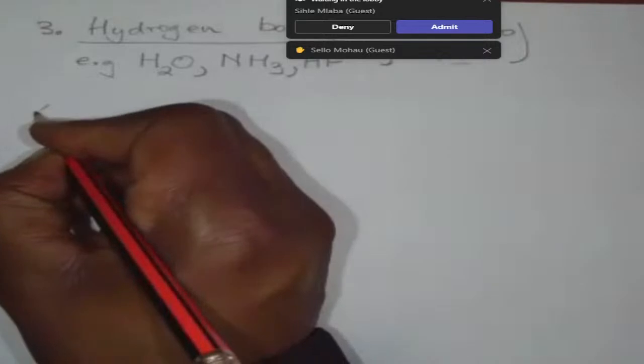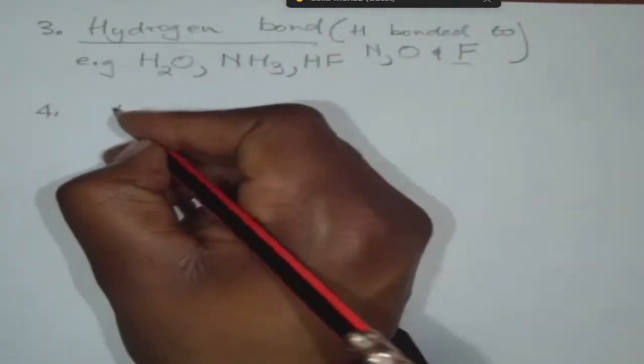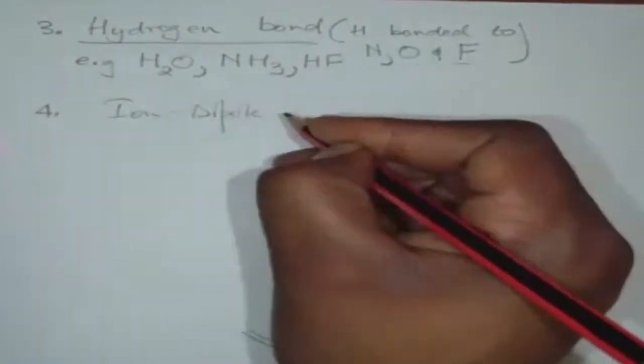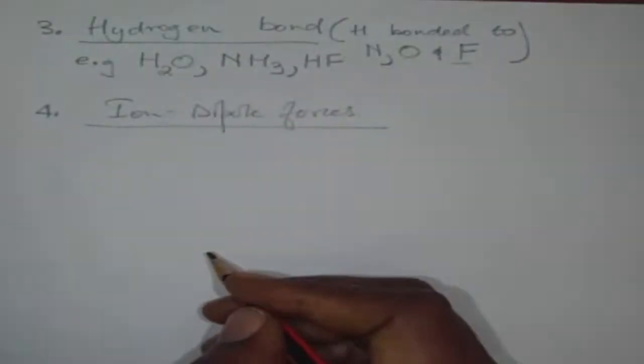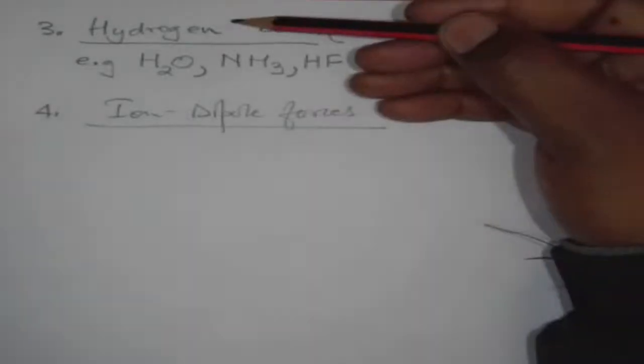hydrogen bond. But if you look at this one we call the ion dipole forces, the ion dipole forces are stronger than the others, even stronger than hydrogen bonds.